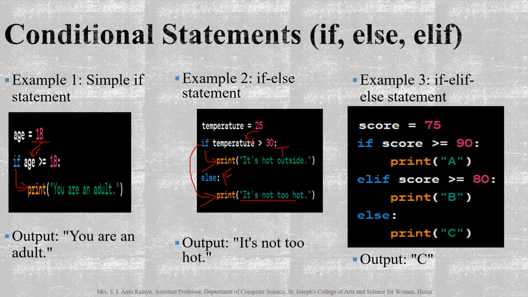Then else if statement, score is equal to 75, if score is greater than or equal to 90. So substitute the value of score here. 75 greater than or equal to 90 is false. So it won't go inside the true block. It is going to the next else if block. Score is greater than or equal to 80. So again substitute the value of score here. 75 greater than or equal to 80 is again false. So it will go to the next block, that is the else block, print C. So the output of this is going to be C.